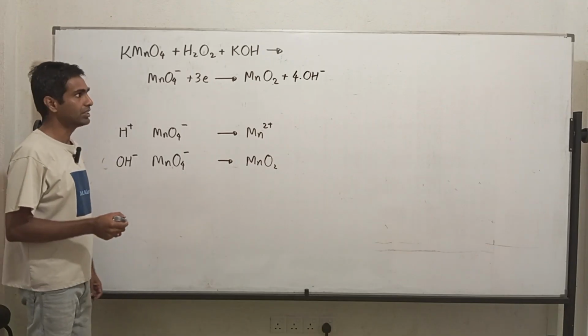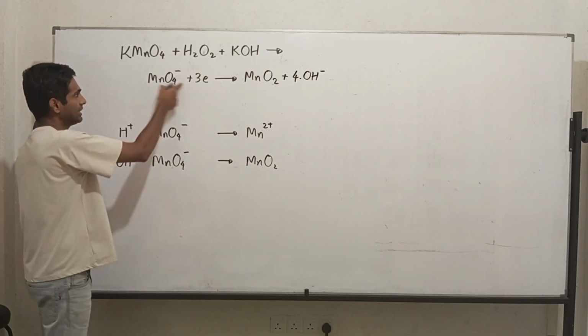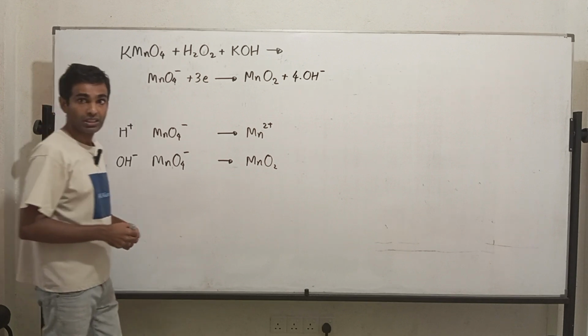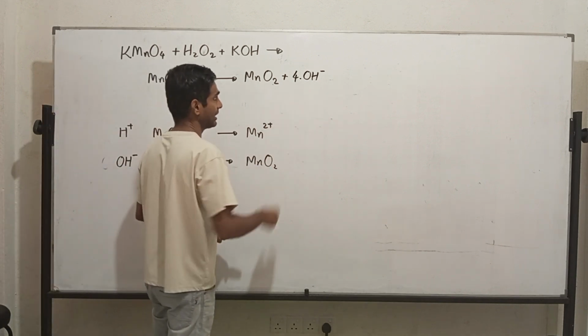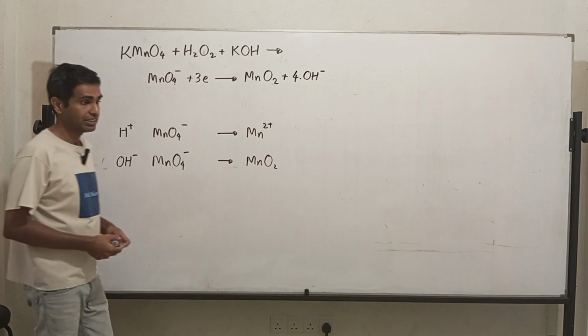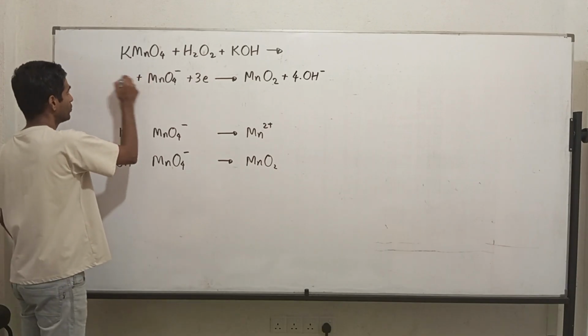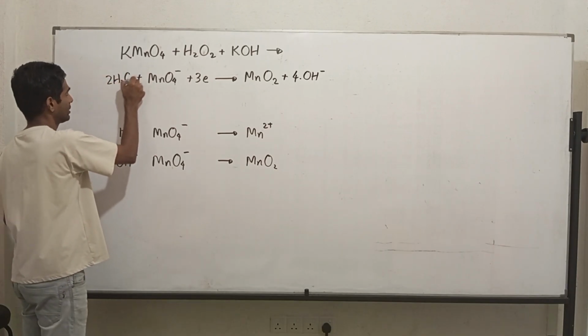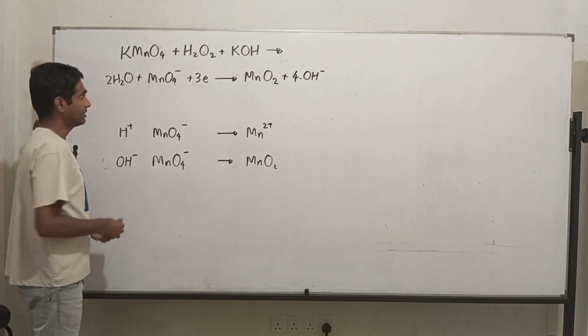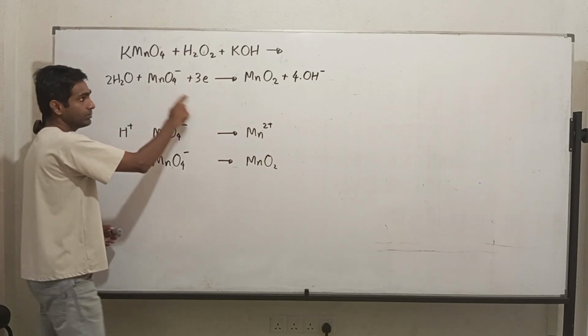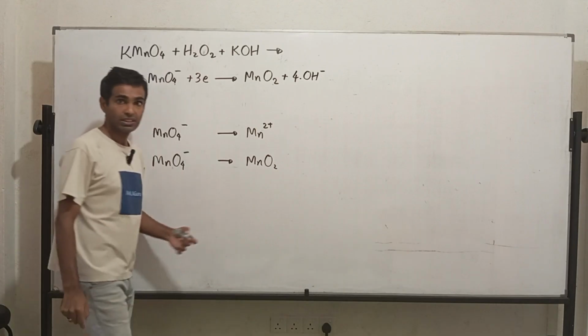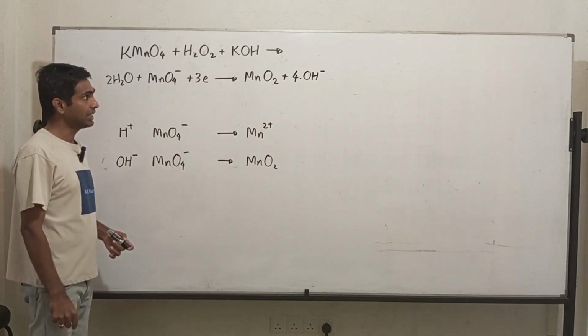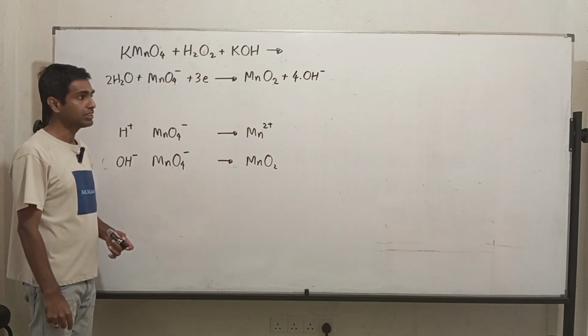Then we need to consider the number of hydrogen atoms. In the reactant side, there are no hydrogen atoms. In the product side, there are 4 hydrogen atoms. Therefore, we need to add 2 water molecules to the reactant side. Then 6 oxygen atoms, 6 oxygen atoms. That reduction half reaction is balanced.